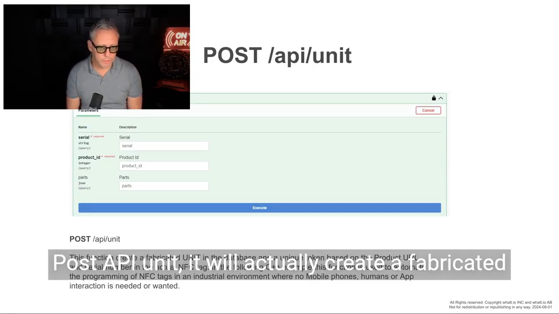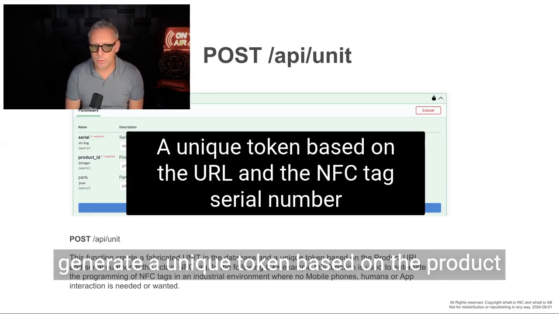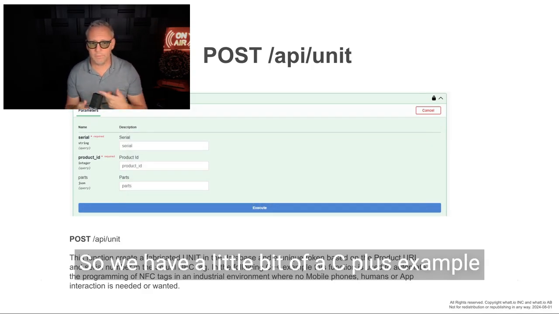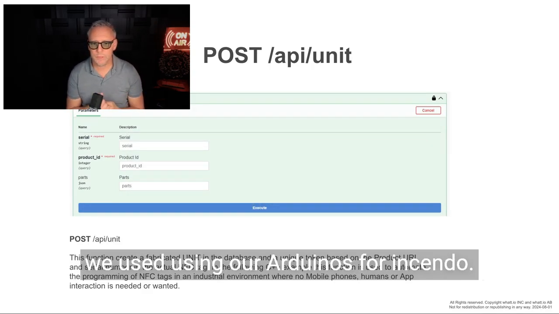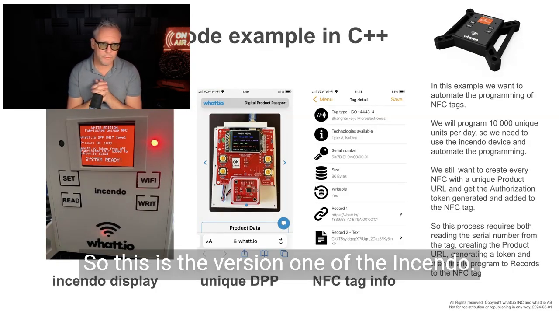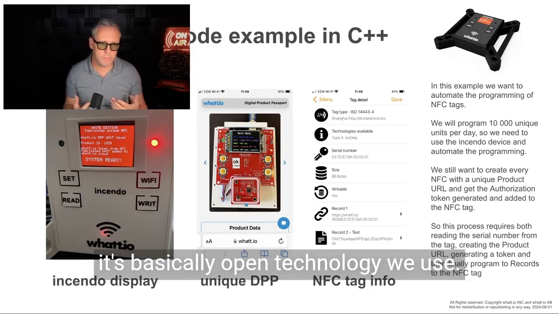Post API unit, it will actually create a fabricated unit, a unique identifier in the database, and it will generate a unique token based on the product URL and the serial number in the actual NFC tag. So we have a little bit of a C++ example we used using our Arduinos for Incendo. So this is the version 1 of the Incendo. Incendo can be found in many ways because it's basically open technology we use.